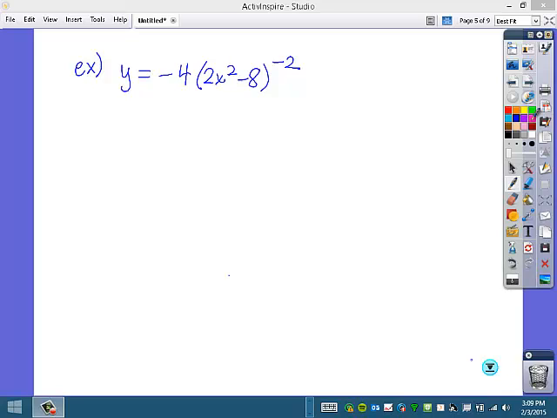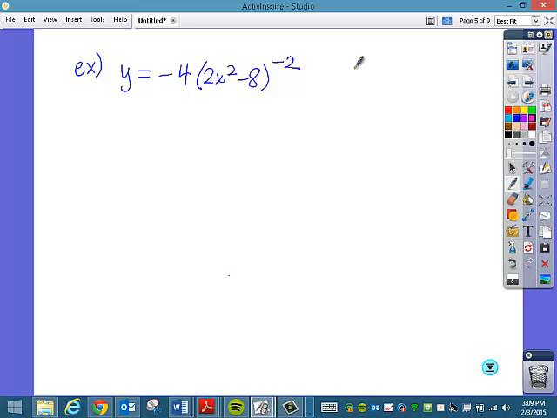Alright, our next example using the chain rule is y equals negative 4 times 2x squared minus 8, all raised to the negative 2 power. So what's inside your parentheses is your u. So u prime is 4x.